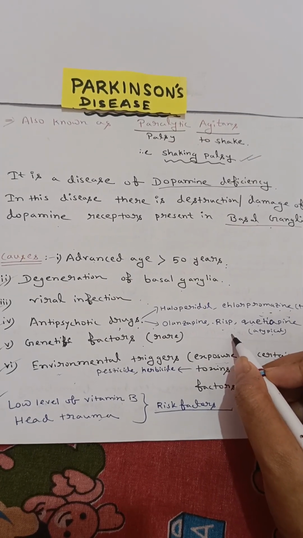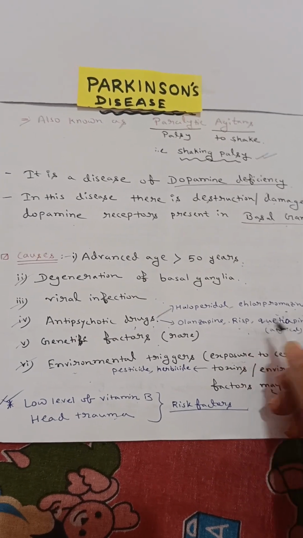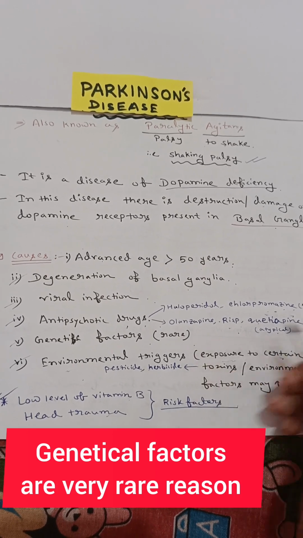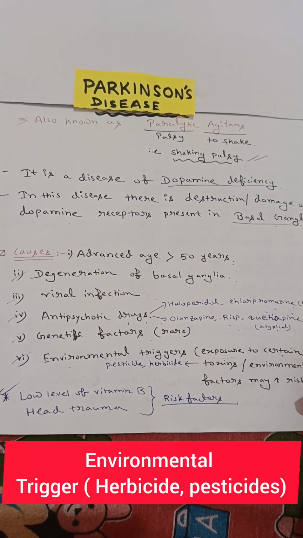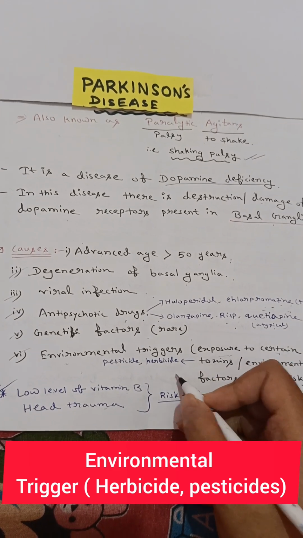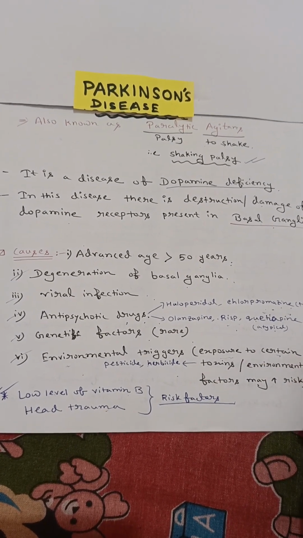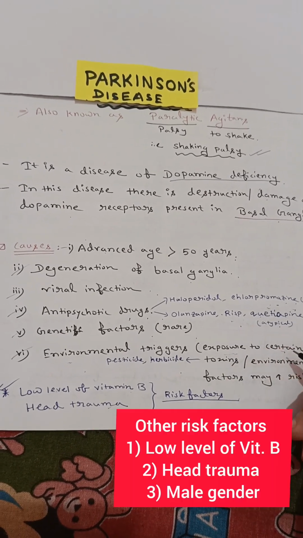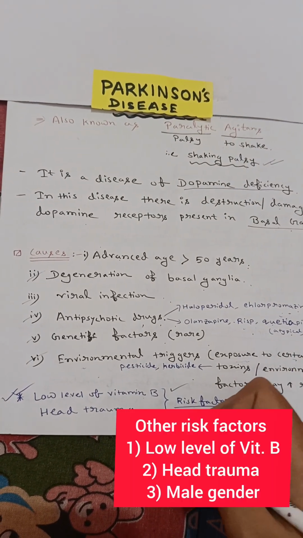Okay, so these also can cause Parkinson's disease. Genetic factors play a rare role in case of Parkinson's disease. Then there are some environmental triggers, like if the patient is exposed to pesticides or herbicides, these types of toxins can increase the risk of Parkinson's disease. The other risk factors are a low level of vitamin B and head trauma.